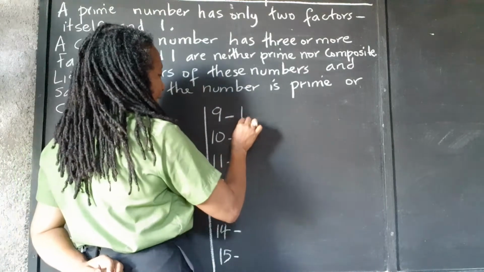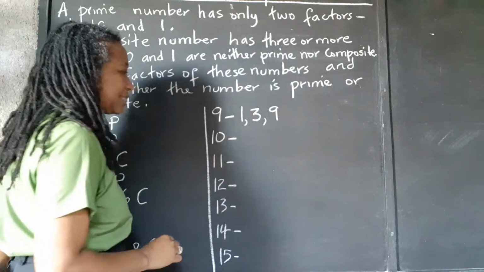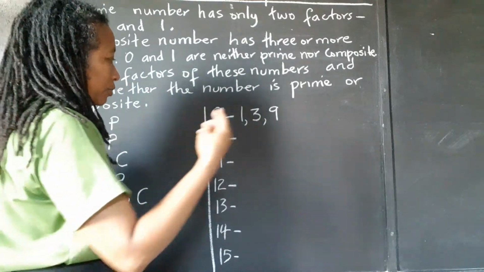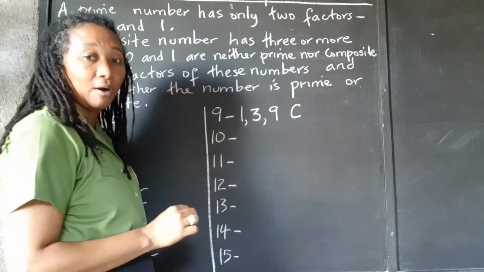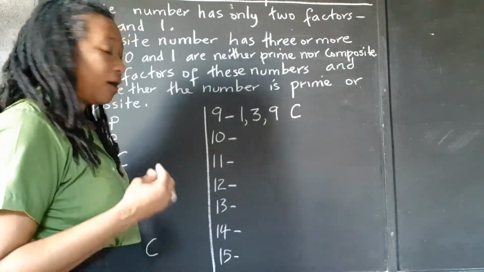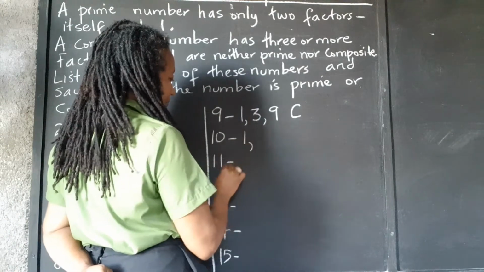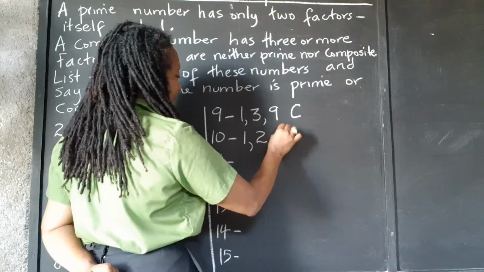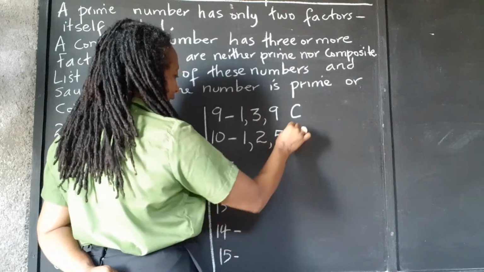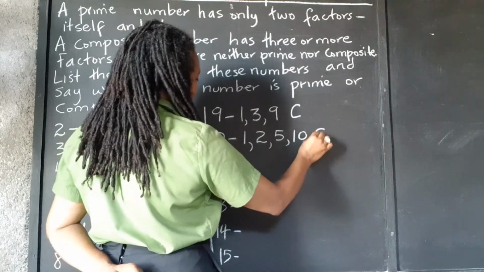1 can go into 9, 3 can go into 9, and 9 can go into itself. So it has 3 factors, that means it is a composite number. How about number 10? 1 can go into 10, 2 can go into 10, 5 can go into 10, and 10 can go into itself. 10 is composite.